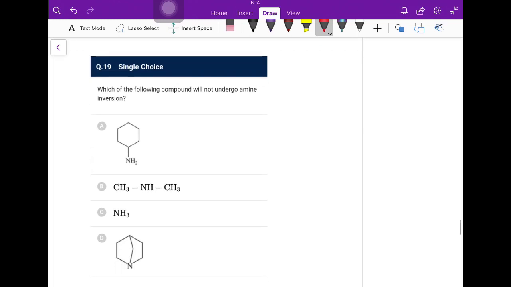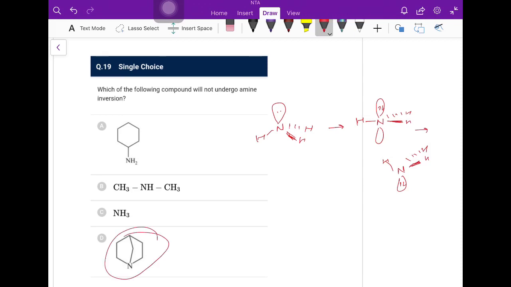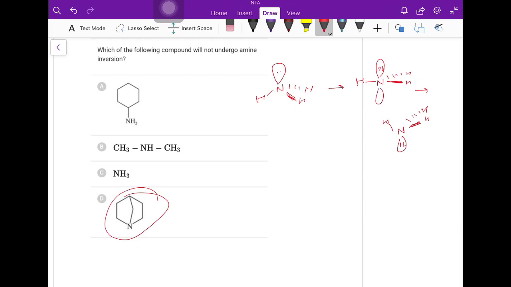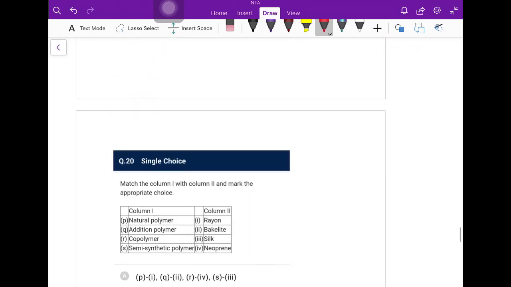Which of the following compounds will not undergo amine inversion? So what happens in amine inversion is like this: the NH3 group first becomes planar and the lone pair comes in 2p orbital, and then they get inverted, like this becomes this. So we are talking about this inversion. This inversion will not be possible in a ring, because in a ring, how can it get converted? You can think this is a very common sense type question.